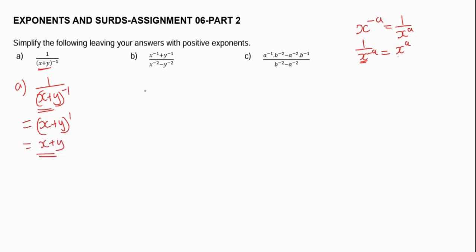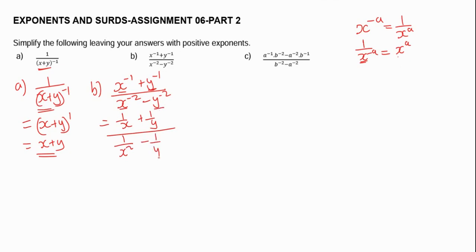Okay, right, and then b, x to the power negative 1 plus y to the power negative 1 over x to the power negative 2 minus y to the power negative 2. We can simplify these exponential expressions differently, but this is just a suggestion. So we can do this. We can say this is 1 over x plus 1 over y. Then all is over. This one is 1 over x squared. Then minus this one is 1 over y squared.